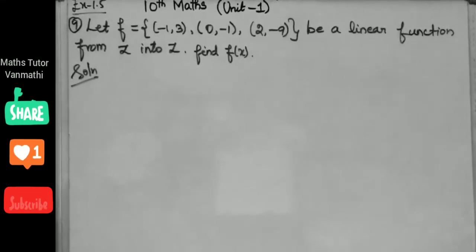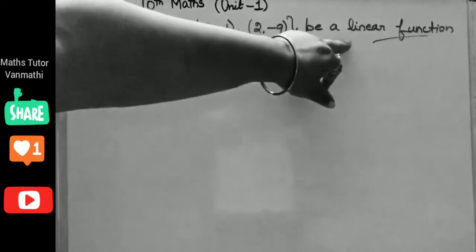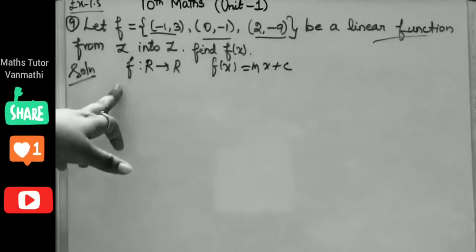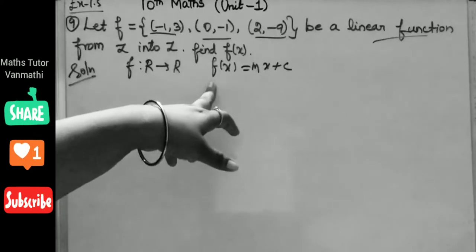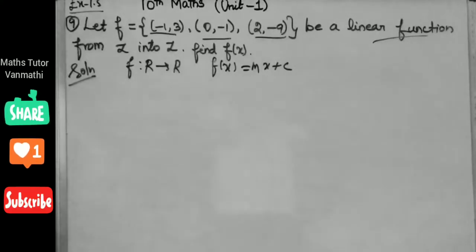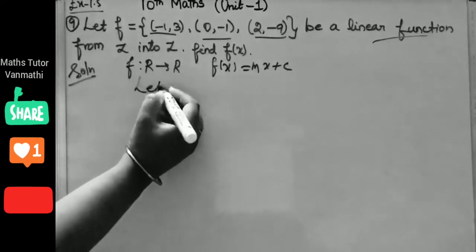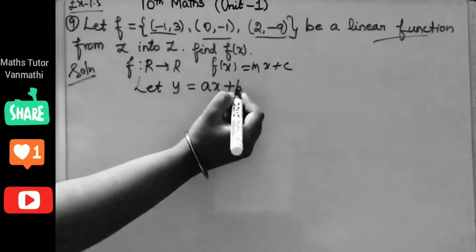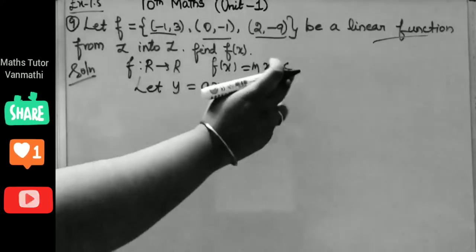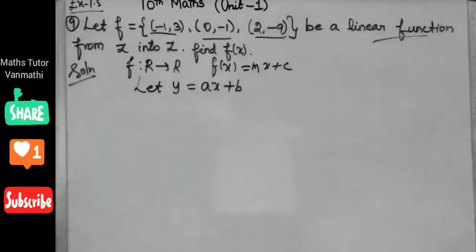be a linear function from Z into Z. Find f of x. Linear function means the definition is f from R to R, and the linear function is given by f of x equal to mx plus c. So now here we are taking let y is equal to ax plus b. In the place of m we are taking a, and in the place of c we are taking b.